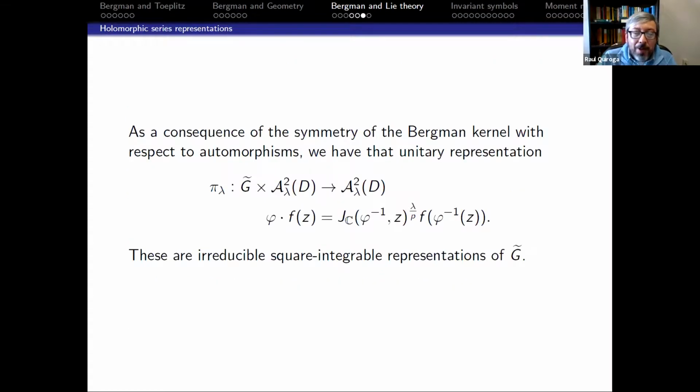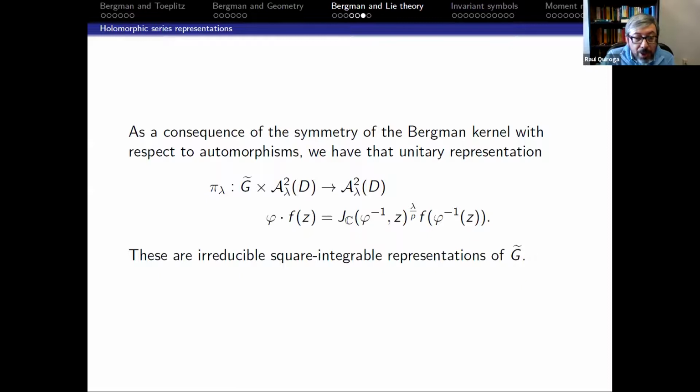It would be very complicated. For example, the universal cover of SL2R is not a matrix group, it cannot be seen as a group of matrices. So in general, if you want to see G tilde as some collection of matrices, it's not possible. It's not so complicated topologically, but it's a bit complicated from the point of view of linear algebra.